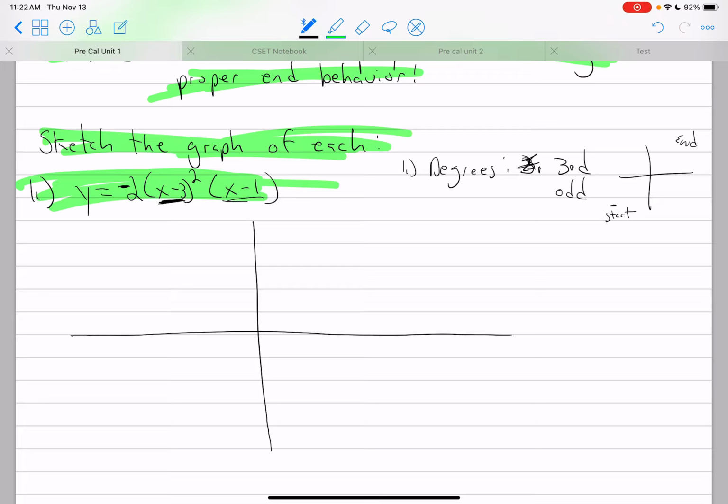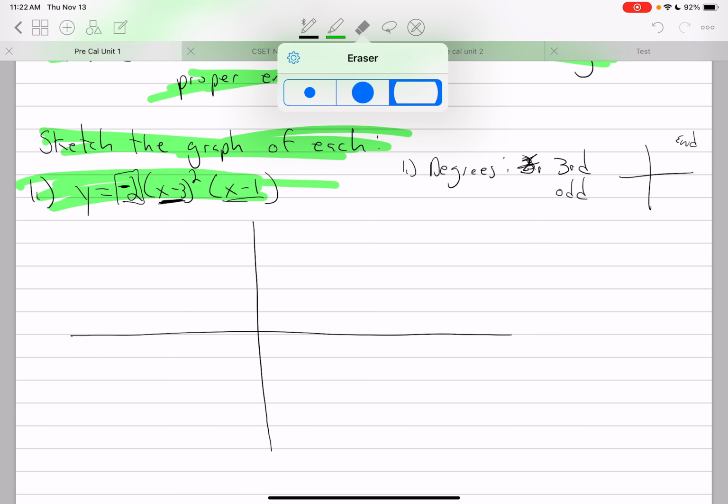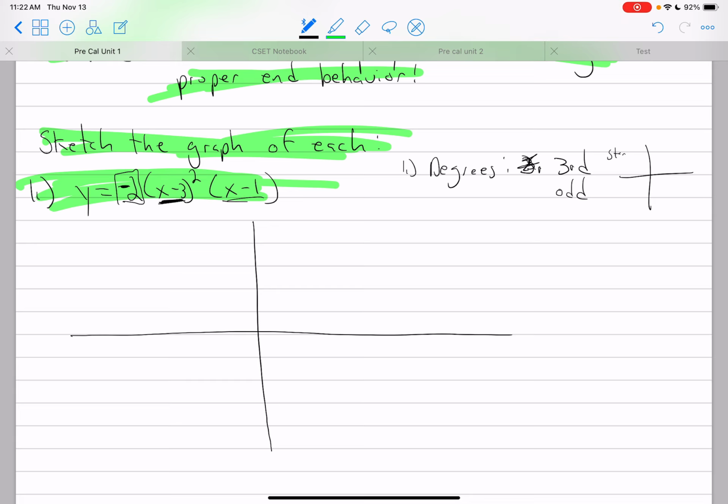So I'm going to look at this thing, but now I'm looking at my a value, and it's negative, so that means these are going to flip-flop. Since the a value is -2, that means it's going to start up here and end down here. Since it's third degree, I know it's odd. Third degrees look like that because odds look like that. So let me start here and let me end here.